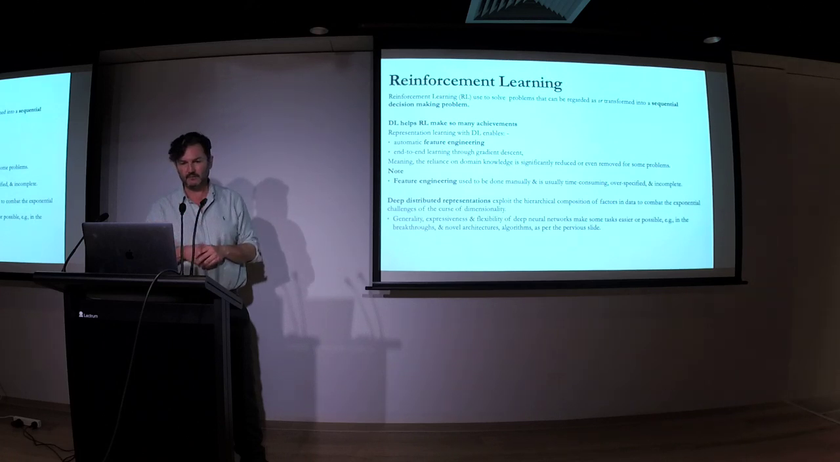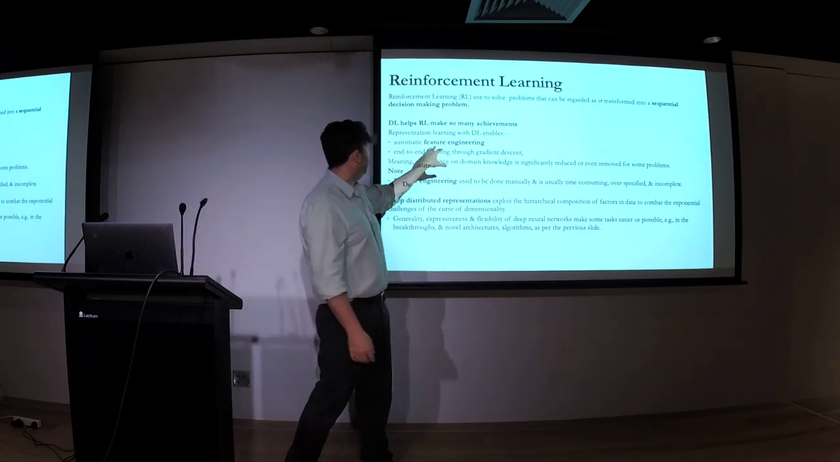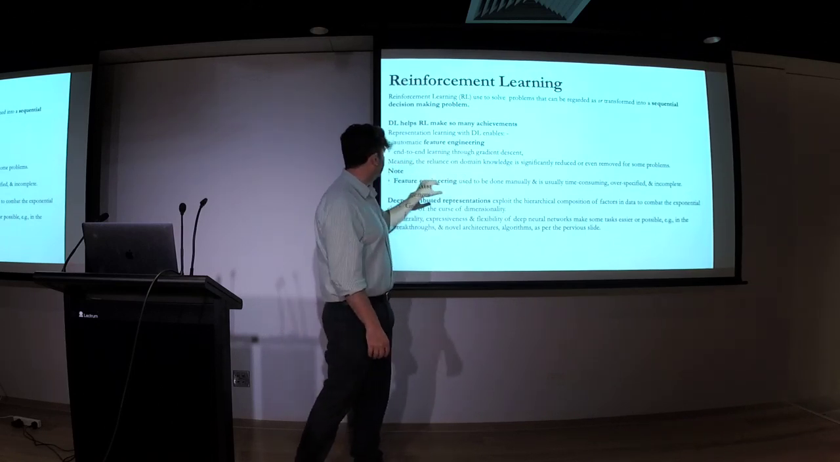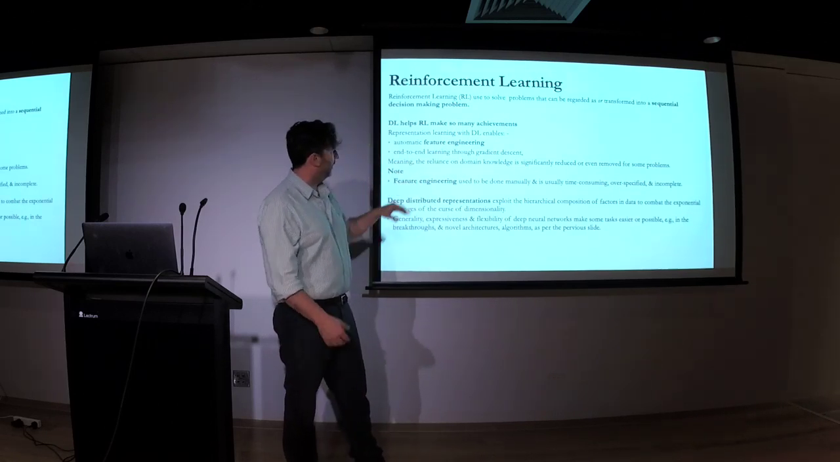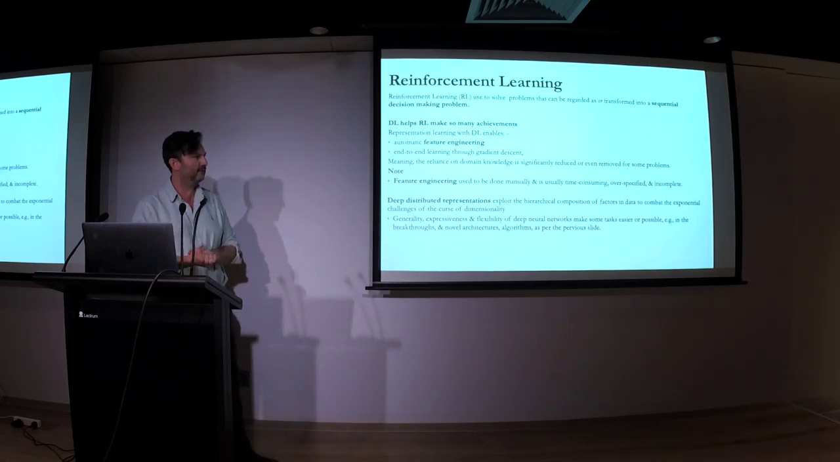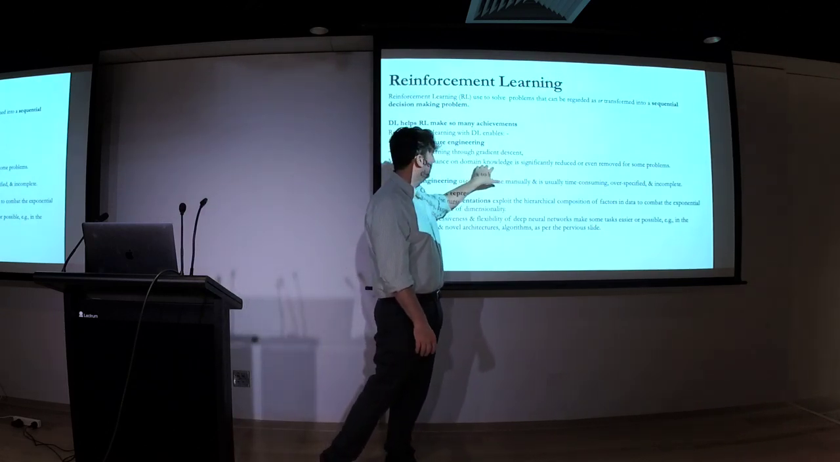Deep learning helps reinforcement learning make many achievements, such as representation learning, where deep learning enables automatic feature engineering, and end-to-end learning through gradient descent, meaning the reliance on domain knowledge is significantly reduced or even removed in some problems. And that's really important.